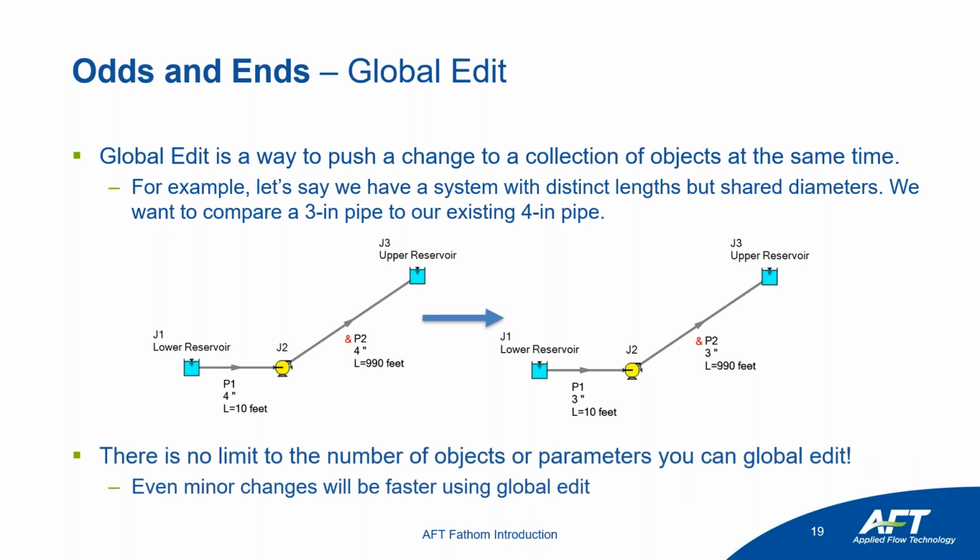So note there's no limit to the number of objects or parameters that you can global edit. Any parameter that you can change from global edit, and even minor changes for 2 pipes or 3 pipes will be faster using global edit, saving you that redundancy.